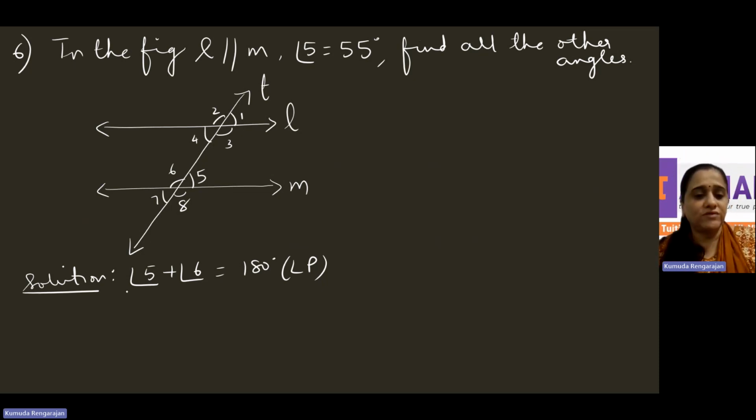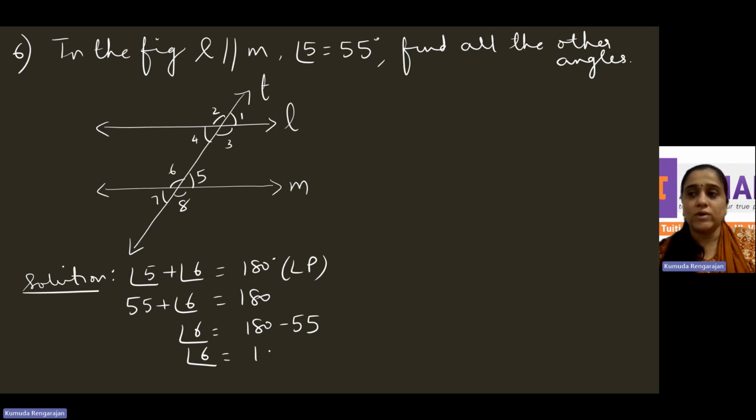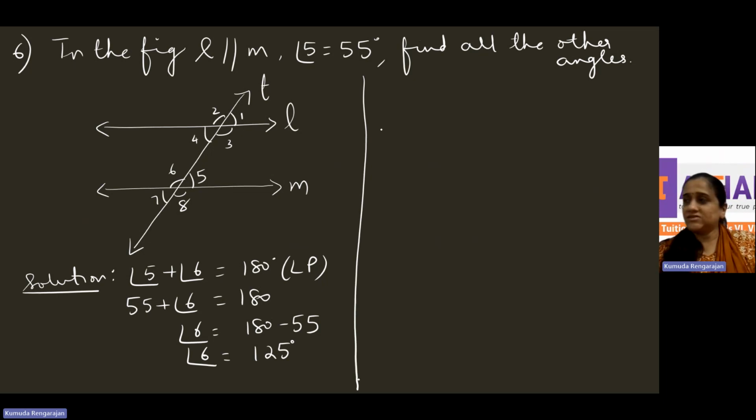Okay, so 55 plus angle 6 is equal to 180. Then angle 6 is equal to 180 minus 55. So angle 6 is equal to 125. Correct? Now see how we'll find all the other angles. Angle 6 is 125, right? Now we have two angles. Angle 5 is 55 degrees and angle 6 is 125 degrees.